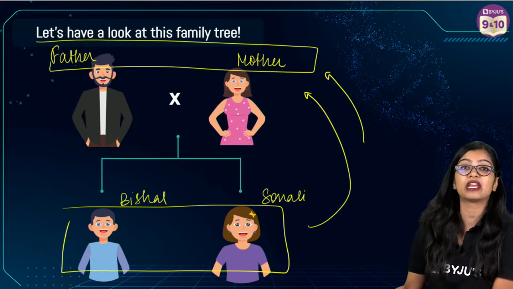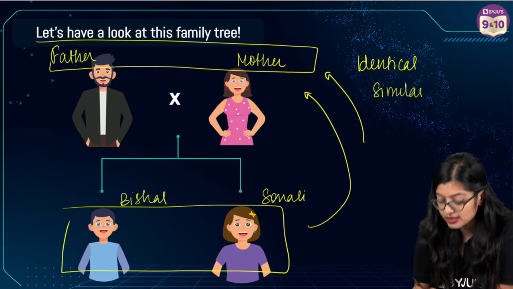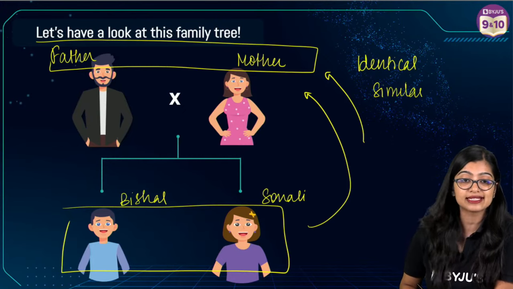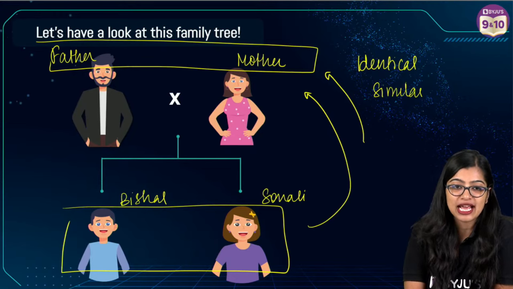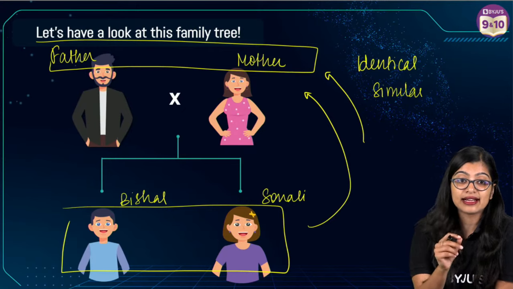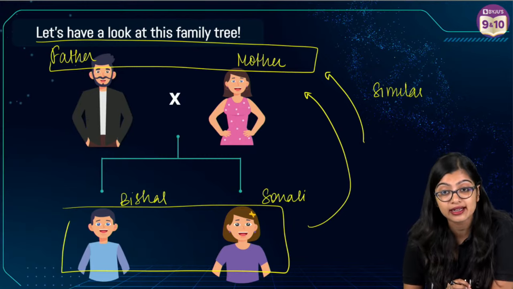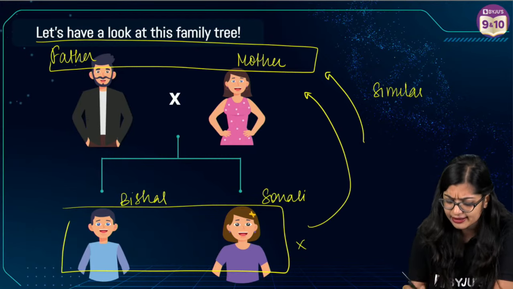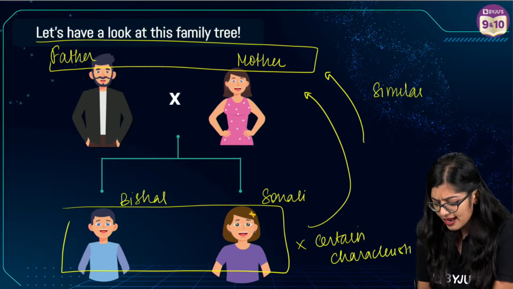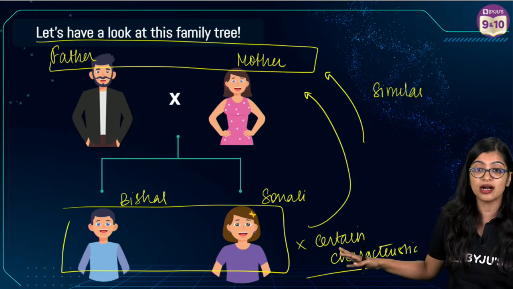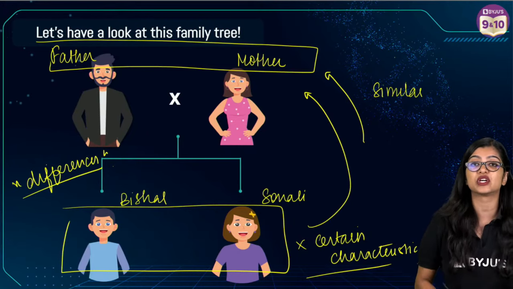Now we see that these offsprings that are there. Now this is a quick revision of the previous chapter. Are they identical or are they similar to their parent? Are they identical or similar? Yes, quickly in the chat. Exactly. So can you tell me, are they identical or are they similar? Yes, they are similar to their parents. They are not identical, right? That means that they have certain characteristics, okay? So we see that there are certain characteristics from the father and there are certain characteristics which they have obtained from the mother. But we also observe certain differences also, right?